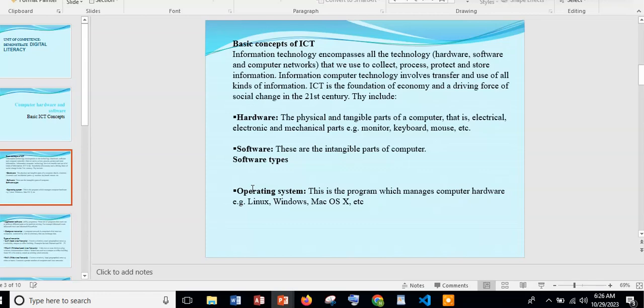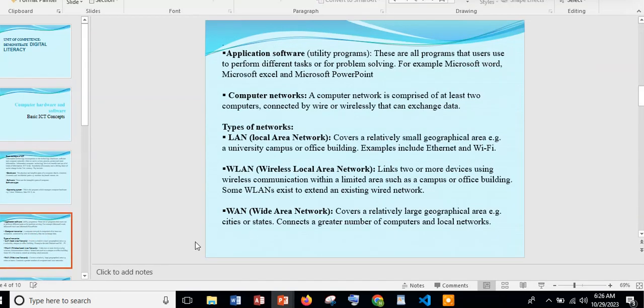One is the operating system, and this is the program which manages computer hardware, i.e. we have Linux, Windows, Mac OS and etc. Another type of software is the application software, and these are the utility programs. These are all programs that users use to perform different tasks or for problem solving. Examples that we have are Microsoft Word, Microsoft Excel and Microsoft PowerPoint.